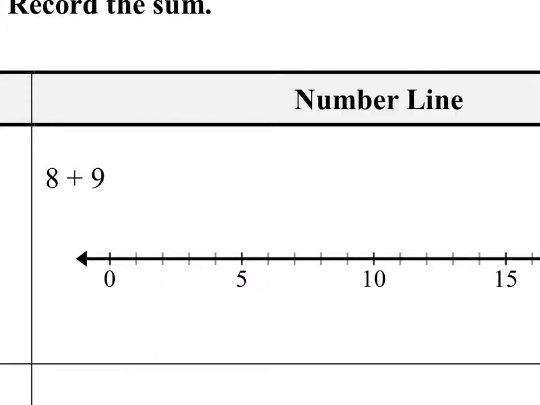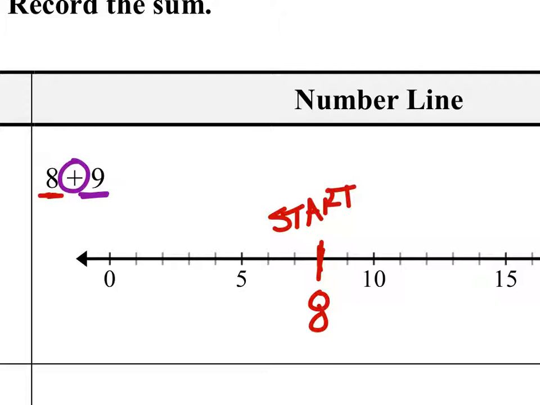Alright, here's our next problem. This is 8 plus 9, but we're going to do this one on the number line, right? So we're going to start with the number 8 on the number line, which is shown right here, 3 to the right of 5. That's 8. That's where we will start on our number line. And then we're going to move to the right 9 units. And we know we're moving to the right because of this plus. And the plus direction is to the right.